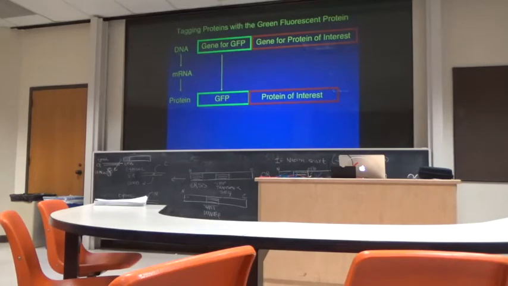The cell makes mRNA, of course, and then the protein ends up being tagged with GFP. And then you look with fluorescence microscopy, and this is still living, so you can see where the protein is going. You can look at dynamic movements. This was a huge revolution in cell biology.